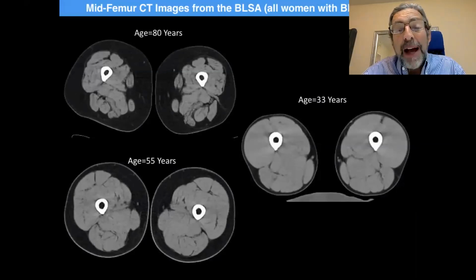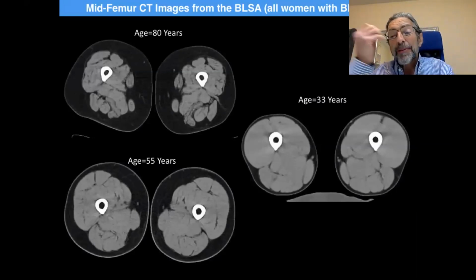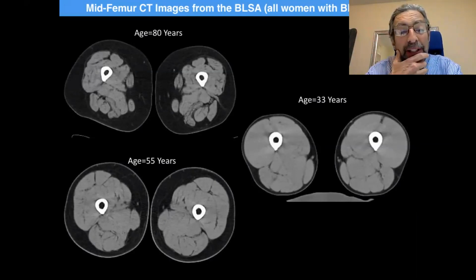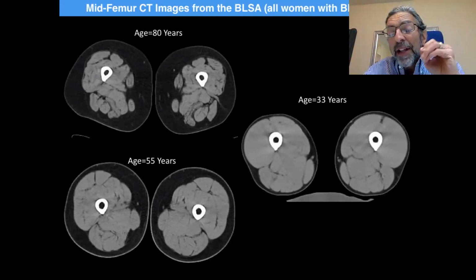And it can be very dramatic. Sometimes seeing a picture, you can remember these things much better than simply looking at a table of data. And so if you look at the far right of the screen, you see a healthy woman aged 33 years. And this is a CT scan at the mid-thigh level. And it's basically the white part in the middle is the femur, the big bone in your leg. And then all the gray around it is muscle. So that the leg is packed with muscle in this healthy 33-year-old.